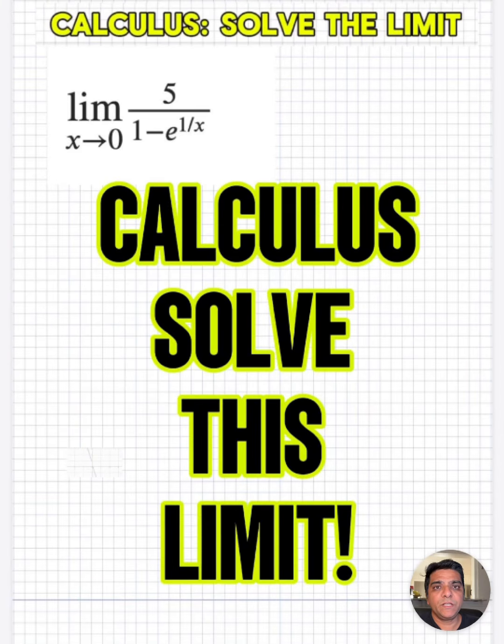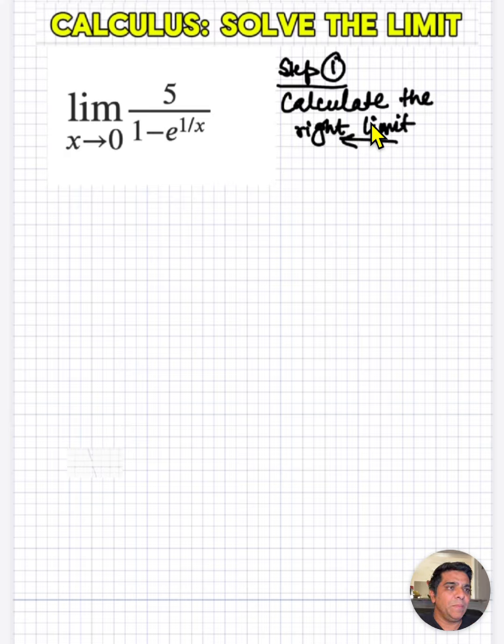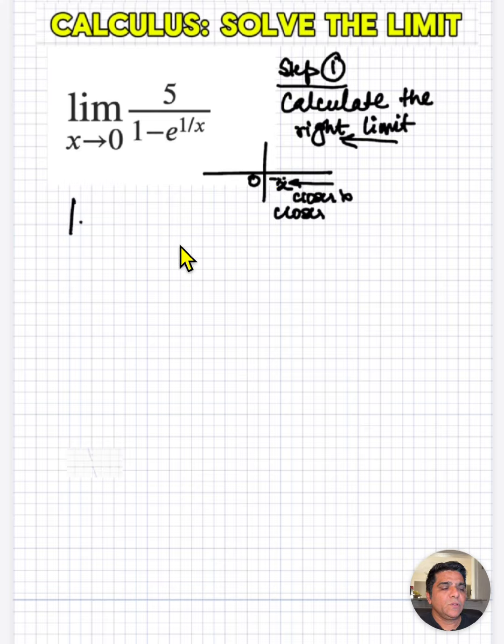This limit looks interesting. Let's go and solve it. So limit 5 divided by 1 minus e to the power 1 over x as x approaches 0. So the first step is to calculate the right hand limit, which is basically approaching from the right hand side, x as it gets closer and closer and closer to 0. Okay, so let's go and write it down.